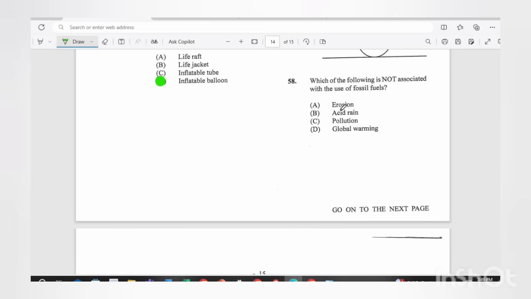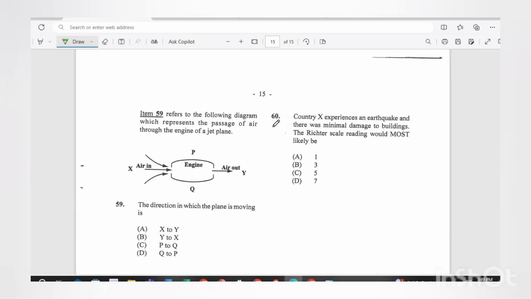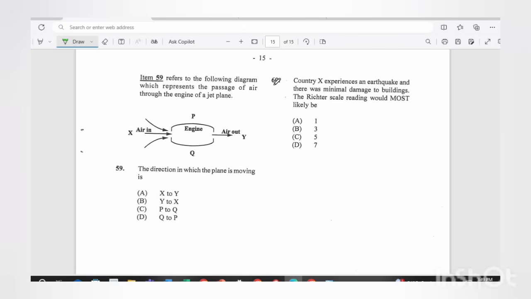Question 58. Which of the following is not associated with the use of fossil fuels? Is it A, erosion, B, acid rain, C, pollution, or D, global warming? The answer there is A, erosion. Question 59 refers to the following diagram, which represents the passage of air through the engine of a jet plane. The direction in which the plane is moving is B, Y to X.